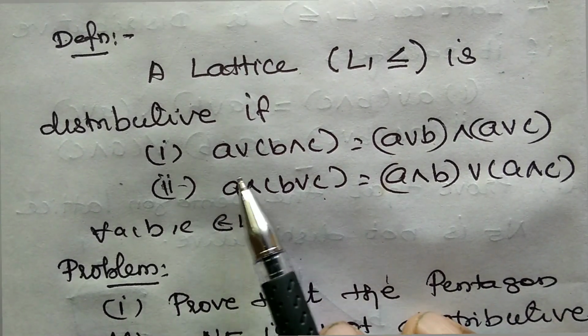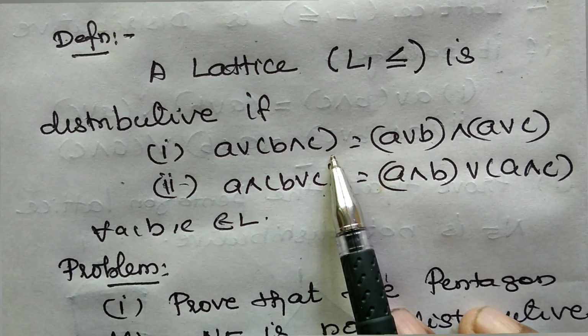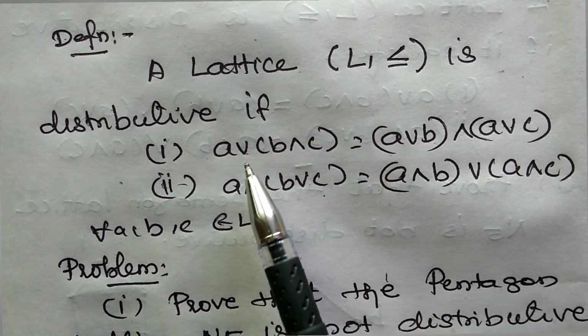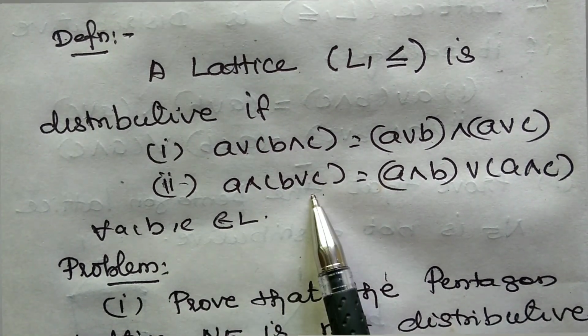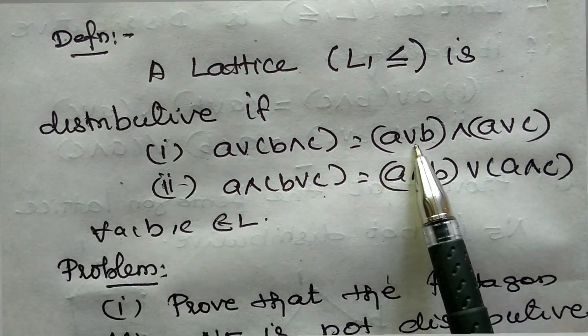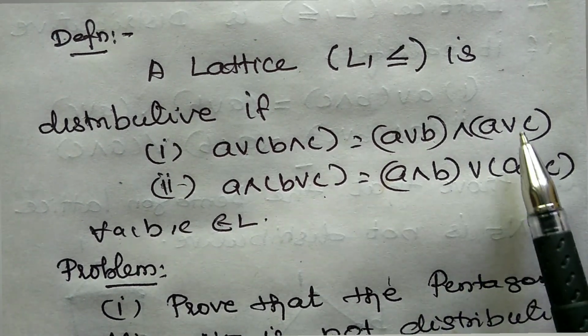Dual means replace ∨ by ∧ and ∧ by ∨. So if you put ∧ here where there is ∨, that is this one. The same way, replace ∨ by ∧, that is a ∧ b, and ∧ becomes ∨, then ∨ becomes ∧.